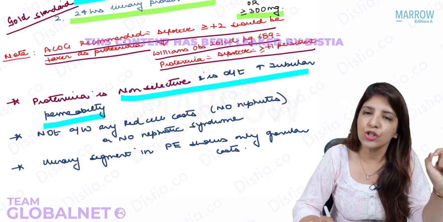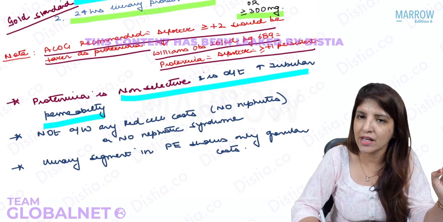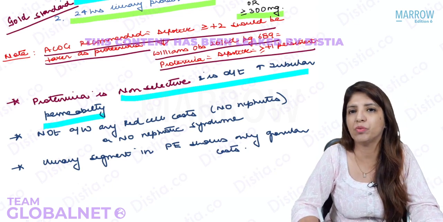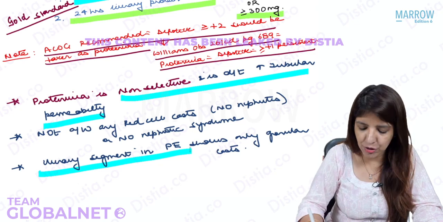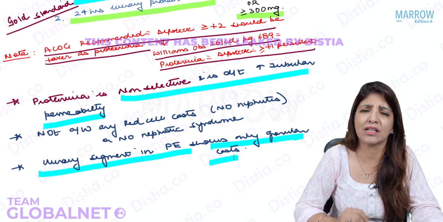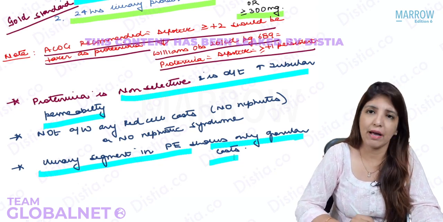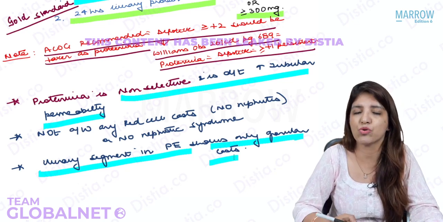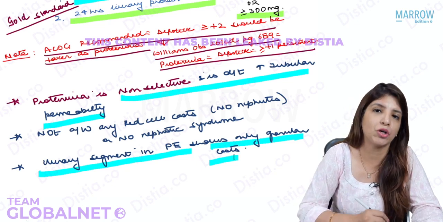Right? Now, this proteinuria is not associated with excretion of any red cell casts. That means it is not associated with nephritis, neither is it associated with any nephrotic syndrome. The urinary sediment in preeclampsia is going to show you only granular casts. You will never get waxy casts. You will never get red cell casts in case of preeclampsia. Whatever urinary sediment you analyze under microscopy, you are going to get only granular casts, which could be fine, which could be coarse.